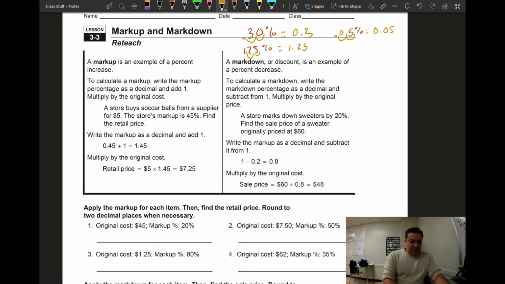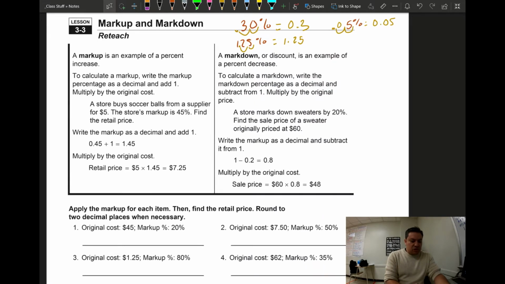So for instance, it says, a store buys soccer balls from a supplier for $5, and I'm looking at this example right now. Okay? So that's exactly what I was telling you about. The supplier is whoever makes the soccer balls. And the store marks it up 45%. Find the retail price.